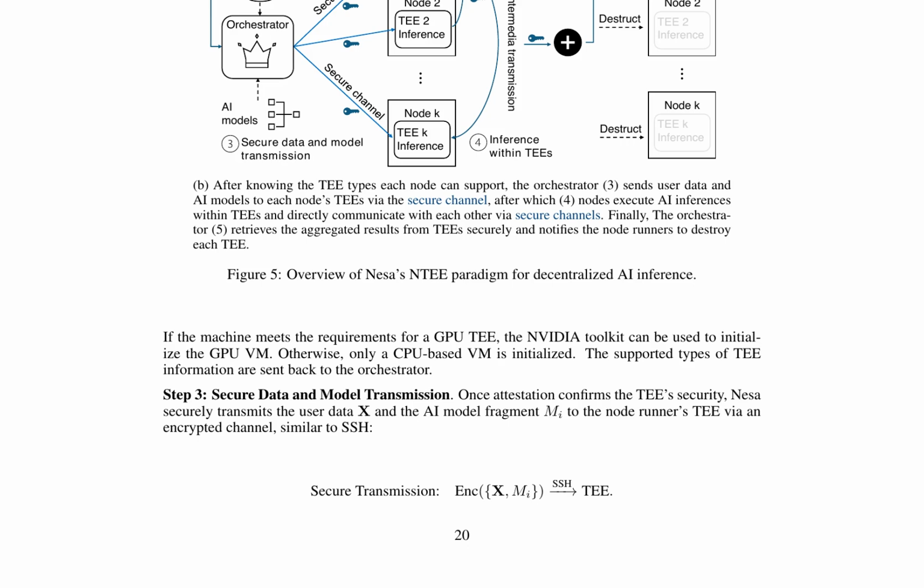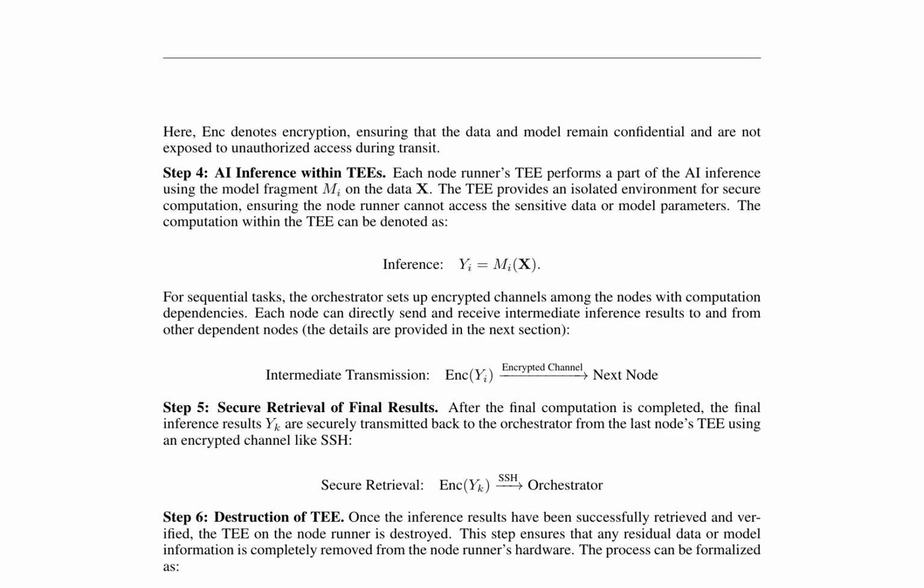Figure 5 illustrates the high-level overview of the process, showcasing the secure transmission of data and AI model fragments, execution of AI inferences within TEEs, and destruction of TEEs after inference tasks to prevent residual data leakage or unauthorized access. Nesa's decentralized AI system leverages trusted execution environments, TEEs, to ensure confidentiality and integrity of user data and AI models throughout the computation lifecycle. The system involves multiple TEEs across various nodes, requiring advanced strategies for efficiency and security.